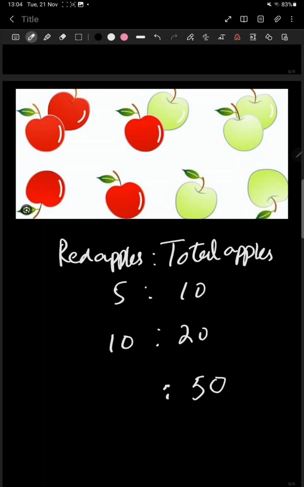So you will see how this 50 came about. This is 5 times. So we have increased the total apples 5 times. So we will make it 5 times. So this will be 25. So red apples will be 25. So in this way we can find out the unknown ratio as well, and the number of the unknown quantity as well we can find it out.